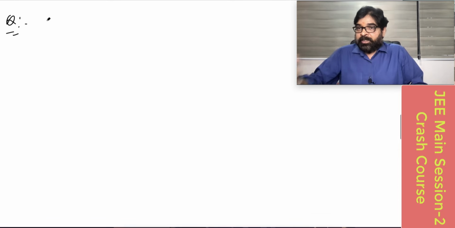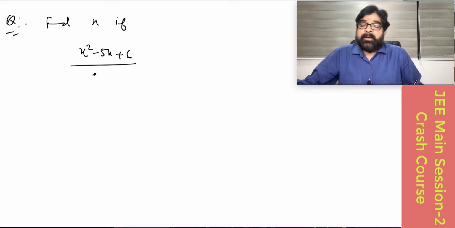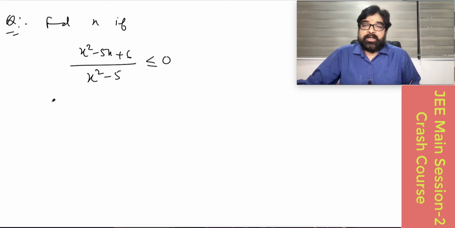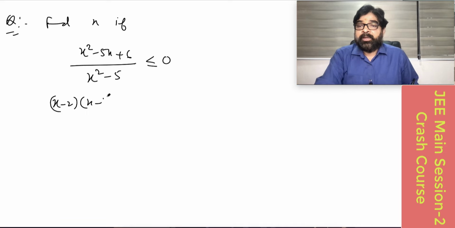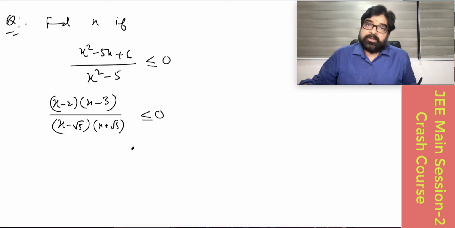Suppose this question: find x if (x square minus 5x plus 6) divided by (x square minus 5) is less than or equal to 0. So first step, break into linear factors. You'll get x minus 2 times x minus 3. Factorization, all of you know how to do. X square minus 5, which I can write as x minus root 5 into x plus root 5, is less than or equal to 0. Correct, this is the way to proceed.